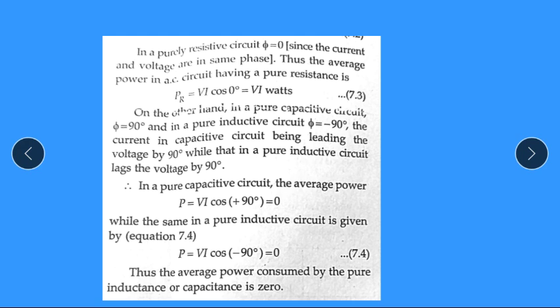So, power in a pure capacitive circuit is P equal to VI cos 90 degree. Cos 90 degree is equal to 0, so P is equal to 0. Similarly, in a pure inductive circuit, power P is equal to VI cos minus 90 degree, that is also equal to 0. Thus, average power consumed by pure inductance or capacitance is equal to 0.